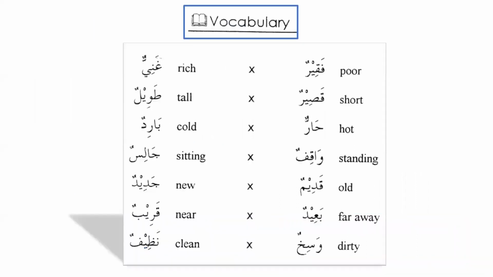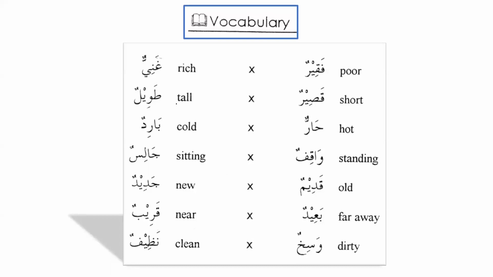And then at the end of the lesson, the same vocab that we have discussed several times. I would like you to please memorize the vocab as much as you can, because the vocab is the building block of the language. We need it all the time. Faqirun, poor, and ghaniyun, rich. And what does X mean? It means the opposites. So we have opposites over here. Ghaniyun, rich, and the opposite of ghaniyun is faqirun.